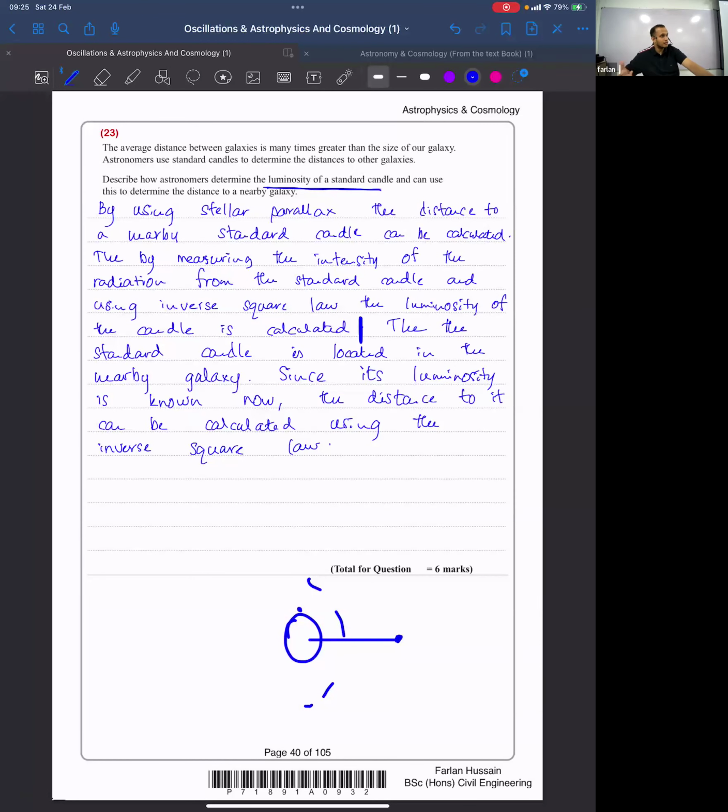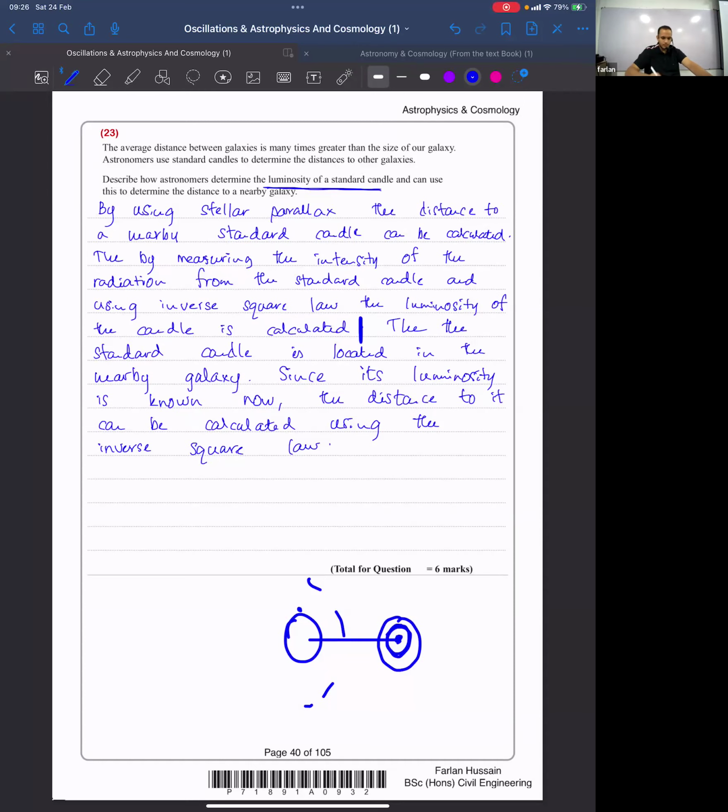What I'm saying is the intensity, power per unit area. So you can measure the power which is falling and get the intensity. Then using the inverse square law, you can find the luminosity of this. So then you know the luminosity of it. You search for a star in a nearby galaxy which has the same luminosity, which looks almost the same like this. So this and that star have the same luminosity.